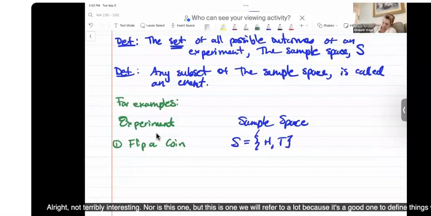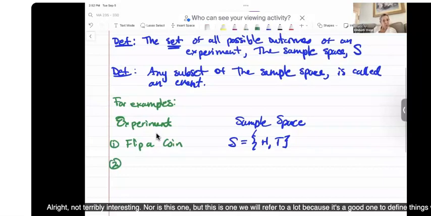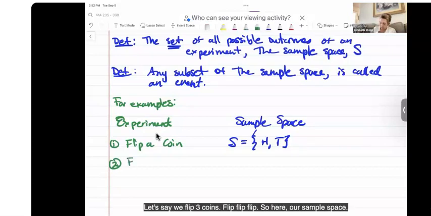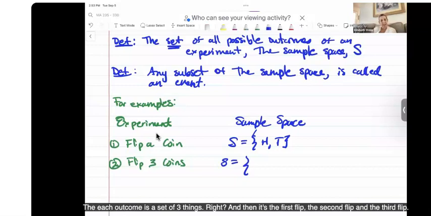Not terribly interesting, nor is this one, but this is one we will refer to a lot because it's a good one to define things with. Let's say we flip 3 coins. Flip, flip, flip. Here, in our sample space, each outcome is a set of 3 things: the first flip, the second flip, and the third flip. So we really care about the ordering of these things, at least in terms of what's possibly in this set.